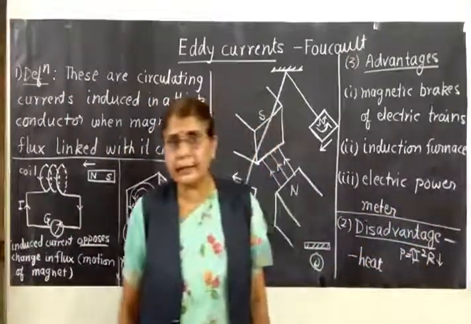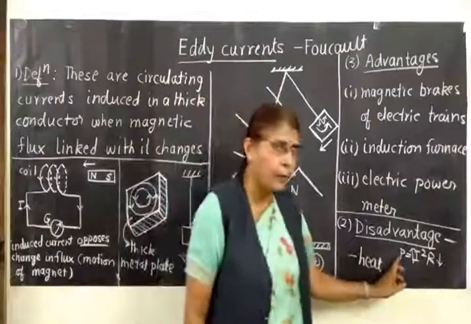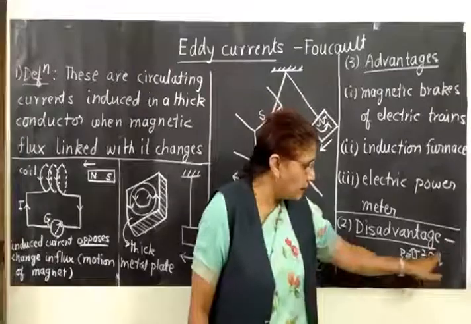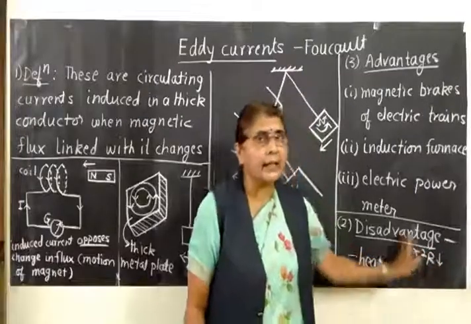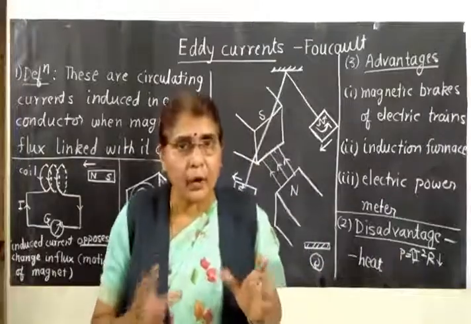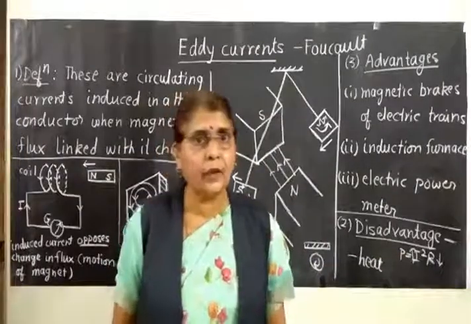In current electricity, you have studied the expression for power. Power is given by I squared R. Here, resistance is small, current is large. So if the current is large, what will happen? A large amount of energy is wasted in the form of heat.